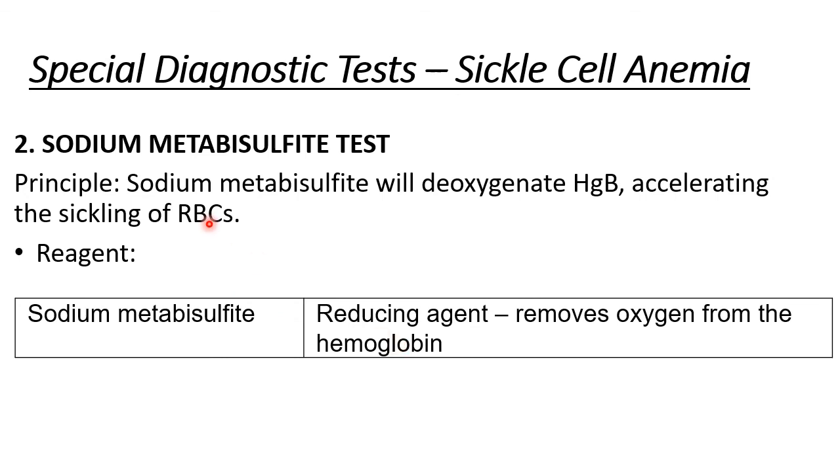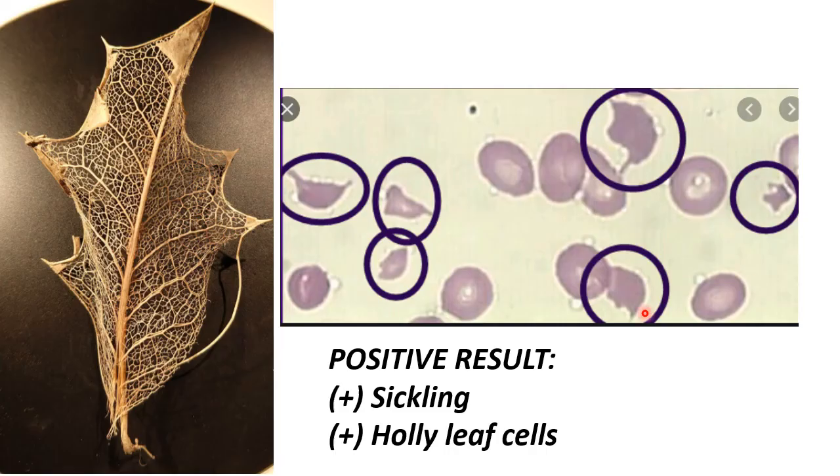If ang RBC mo contains HbS, mas madali ang sickling, it will remove all oxygen from the hemoglobin, shrinking the RBC membrane. So, under microscope, i-observe mo yung iyong results, no? Meron tayong positive sickling dito. Ibig sabihin, possible na merong hemoglobin S content. Itong mga RBC na to. Okay? In other books, ang sabi nila, positive holly leaf cells.